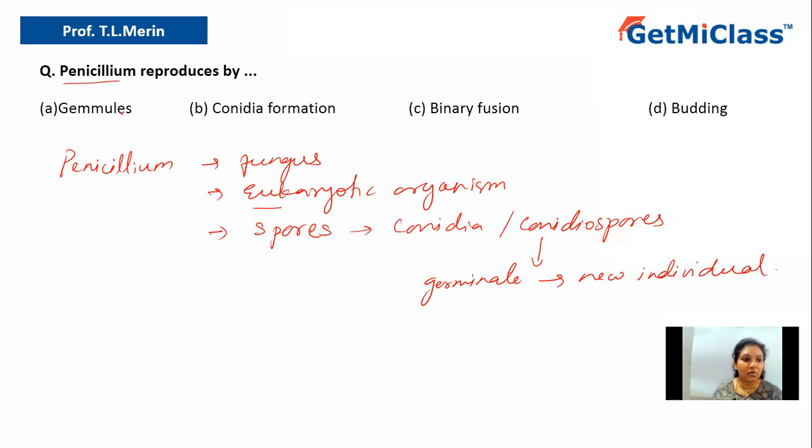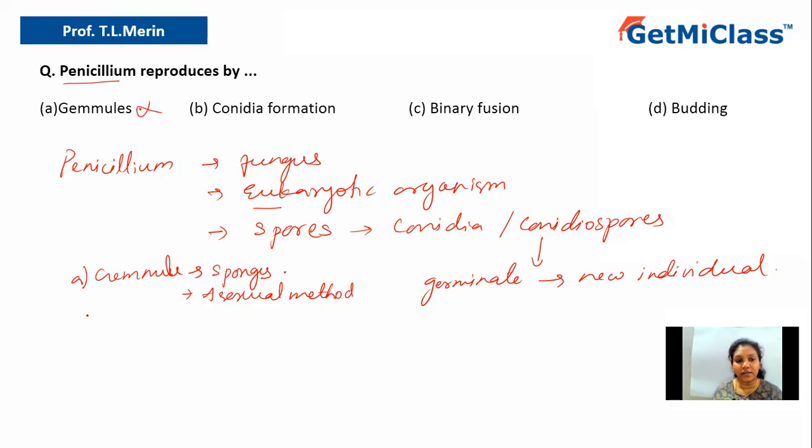So let us look at the options. Option A says gemmules. So what are gemmules? Gemmules are found in sponges. These are clusters of cells which will give rise to new individuals. This again is a means of asexual reproduction. So gemmules are involved in the formation of new individuals by this asexual method in sponges. Hence, option A is ruled out.